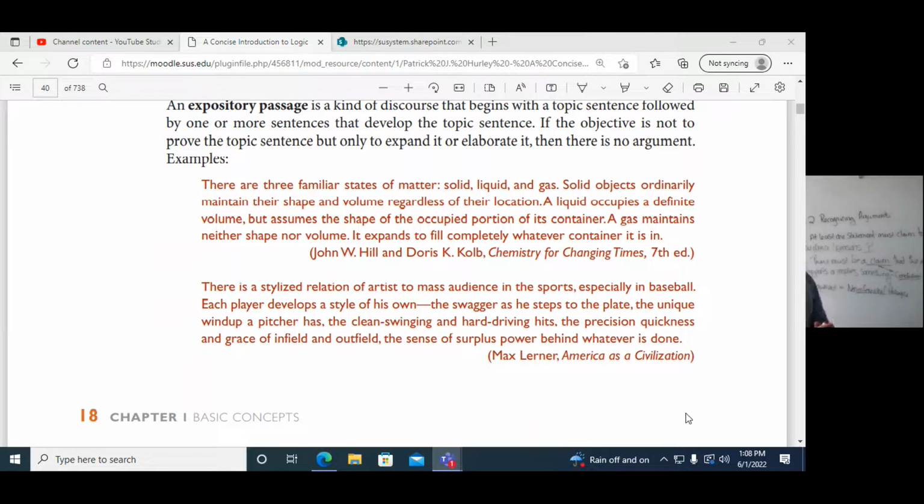So take a look here. This one is from a chemistry textbook, and it just tells you the 3 states of matter. This one is how art relates to sports. Again, this is just exposition of information. You read expository passages a lot in your freshman and sophomore level classes, right? When you're taking intro classes to your major, you're only getting exposition of information that everybody knows, that is assumed as background knowledge at a higher level. So there's no arguments there.